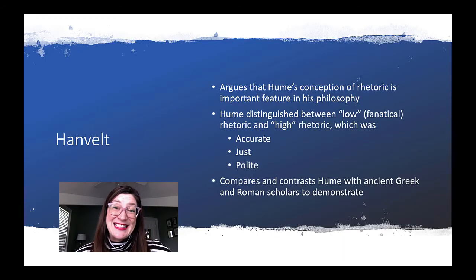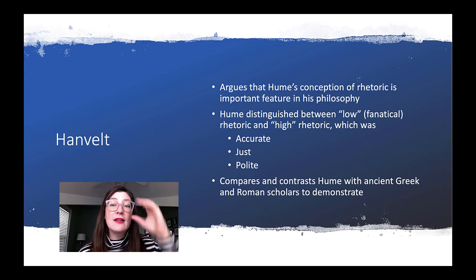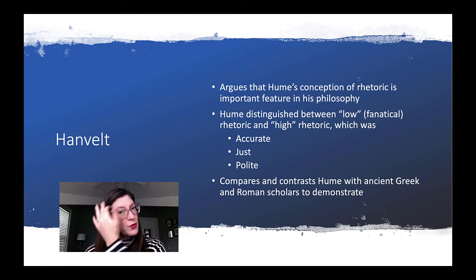And last but not least, we have Hanvelt's piece about Hume, and here Hanvelt is really gonna cut to the quick. He's separating the wheat from the chaff, so to speak, at least for us, because we're not looking at Hume as a philosopher writ large. We don't have time. We're looking at Hume in terms of what he brings to rhetoric and rhetorical theory, and so I think this article is really helpful at kind of directing our focus.